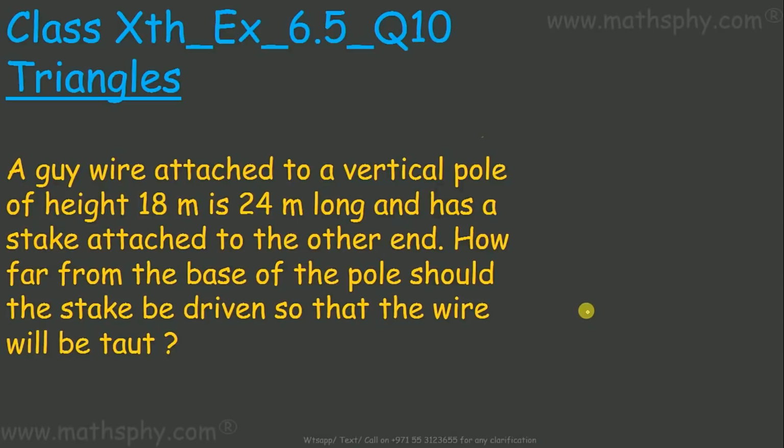Alright? This question here: a guy wire attached to a vertical pole of height 18 meters is 24 meters long. It says this guy wire is 24 meters long, attached to a pole which is 18 meters high, and has a stake attached to the other end. Means one of the ends of this wire is attached to the top of this pole. How far from the base of the pole should the stake be driven so that the wire will be taut?